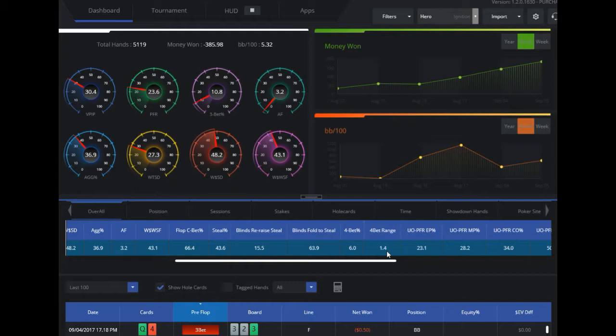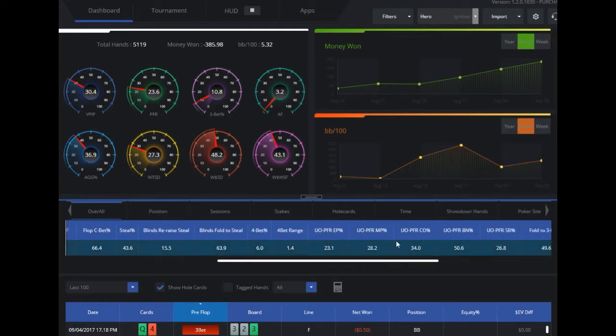Depending on your stake level, I wouldn't put 4-bet bluffs as an immediate leak if it's really low. The lower your stake level, the less important that is, but you do want to be aware if you are outside of about 2.6 to 5-ish, then you're going to want to look and see, hey, there's probably some 4-bets that I'm missing that are profitable plays.